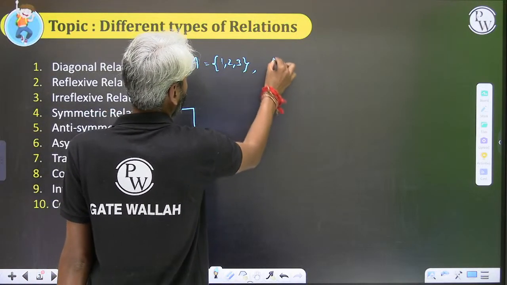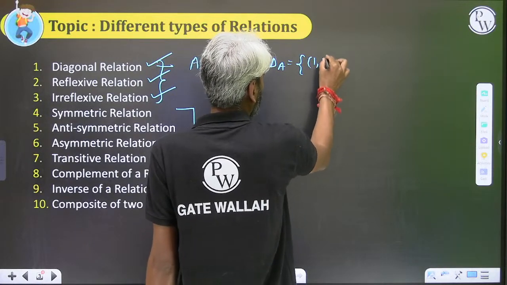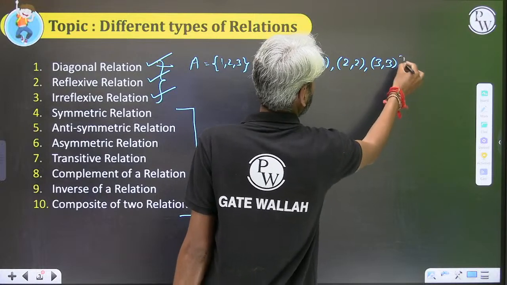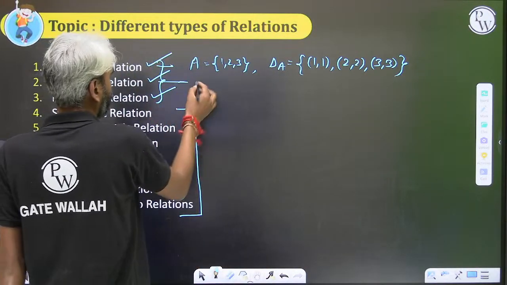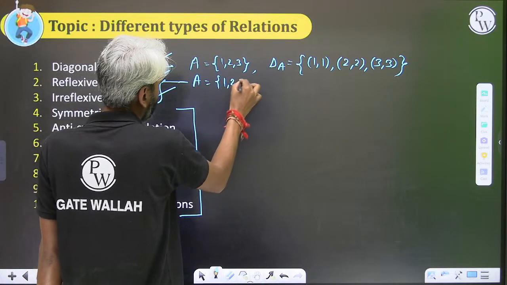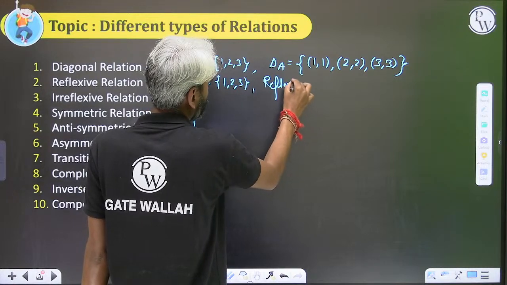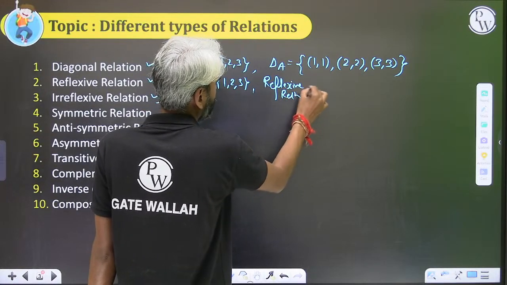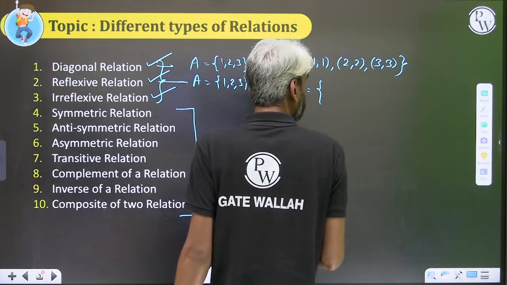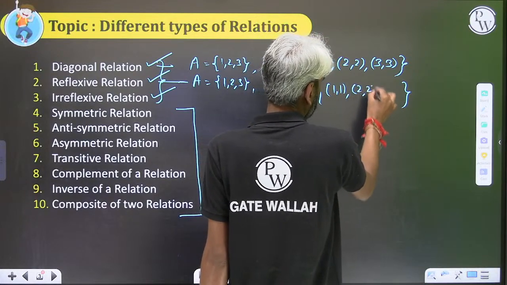So diagonal relation, I hope you understand that if A is a set and 1, 2, 3 are the elements, then the diagonal relation on set A is nothing but a relation that contains all the diagonal ordered pairs with respect to the set. Now, if we talk about reflexive relation, then if we have a set 1, 2, 3, the reflexive relation will eventually cover all the diagonal ordered pairs. So that will be (1,1), (2,2), (3,3).